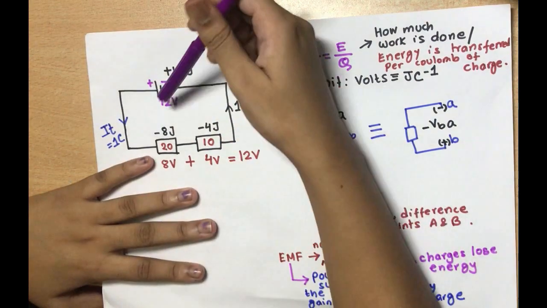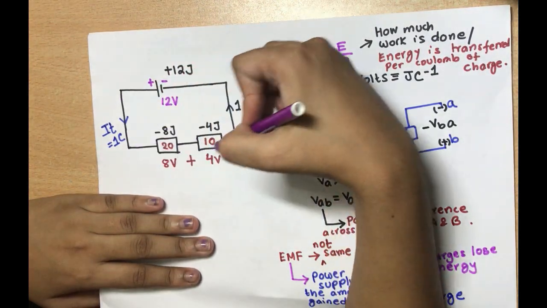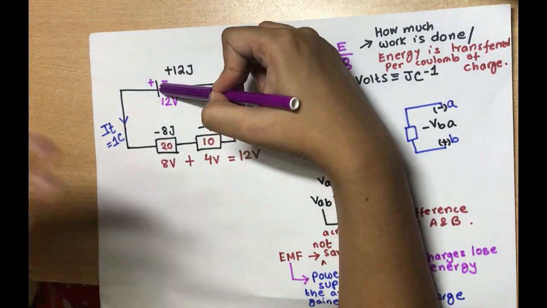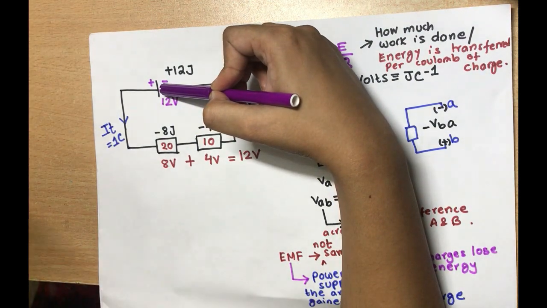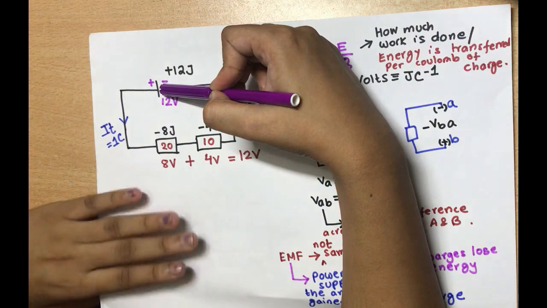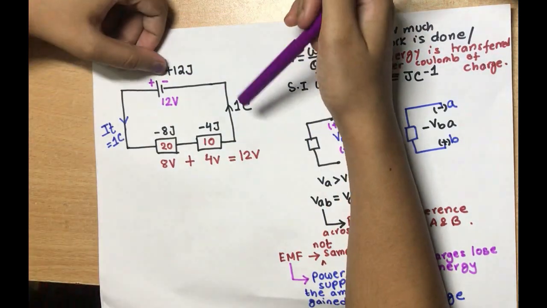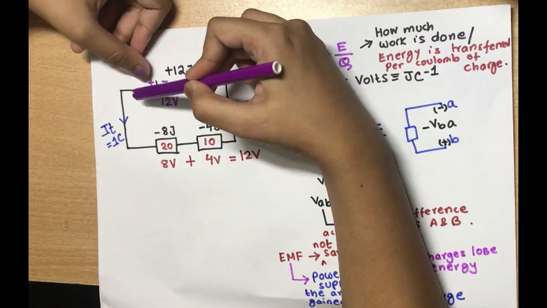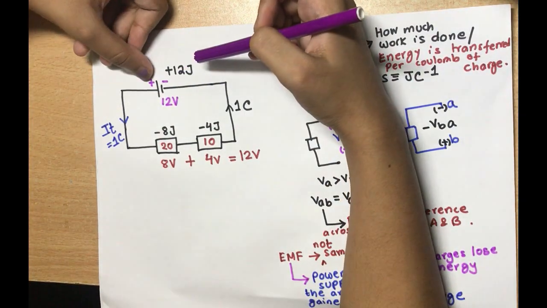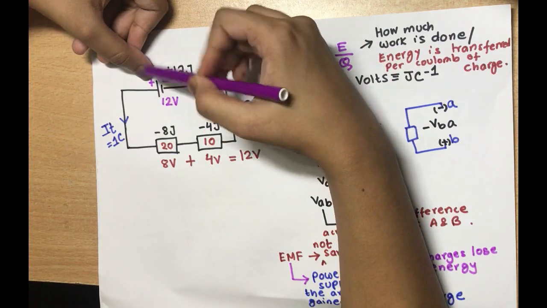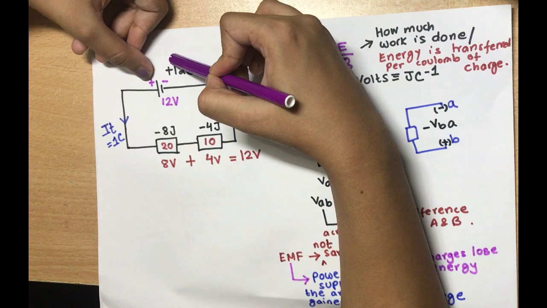So when the charge flows from a high potential to low potential, the voltage drops or the charge loses energy. But when the same charge moves from the lower potential to higher potential, for this battery it's moving from minus to plus, this 1 coulomb of charge will gain 12 joules of energy.